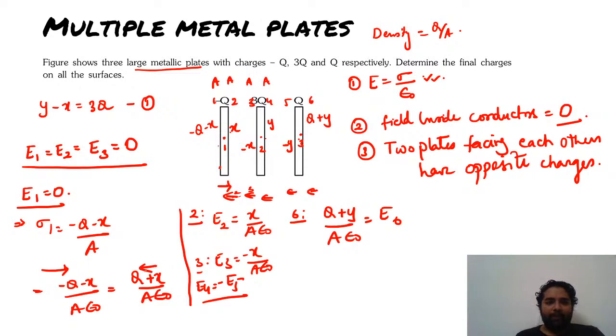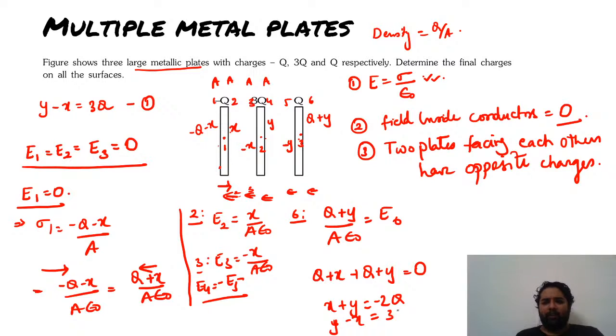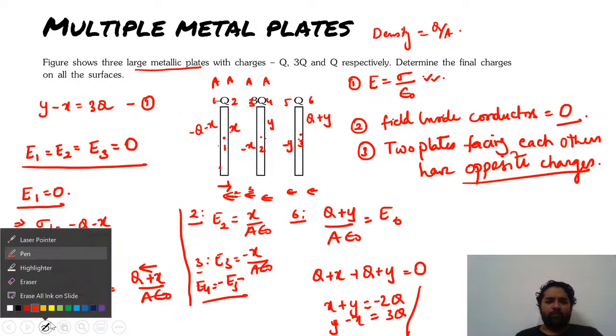From this what do we get? q plus x plus q plus y is equal to 0, right? So from this we will get x plus y is equal to minus 2q, and we also got y minus x is equal to 3q. You add both of them, what do we get? So these are two equations we got. Once we add both of them, we get the answer directly. It's pretty straightforward here, right? Let me just solve it here.